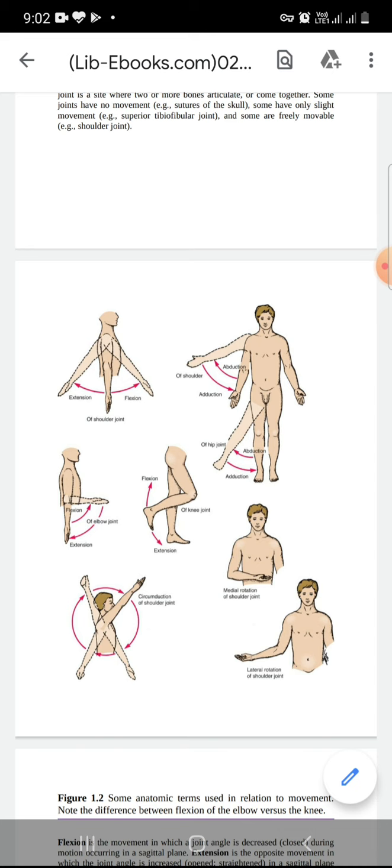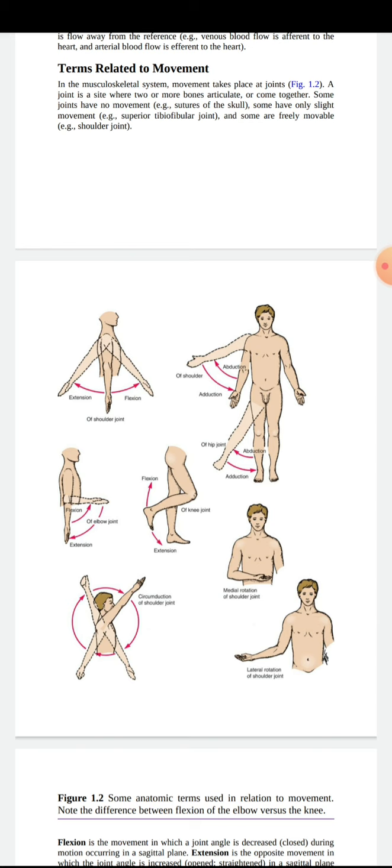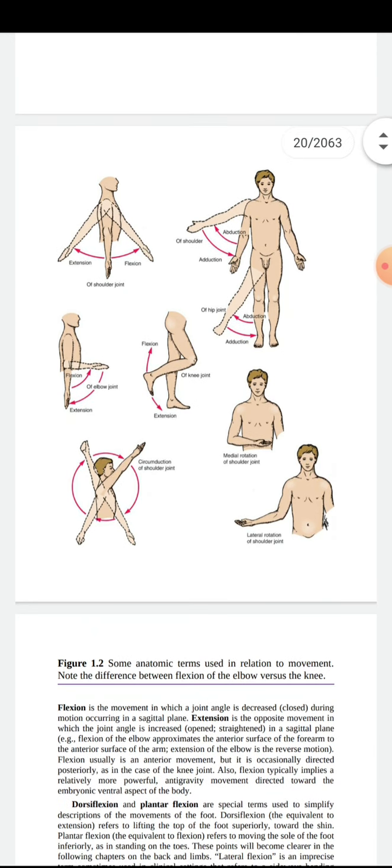See, the flexion means the movement in the mid-sagittal plane, that means in the anterior aspect of the body, but it sometimes occurs towards the posterior surface of the body, as in the case of the knee joint.